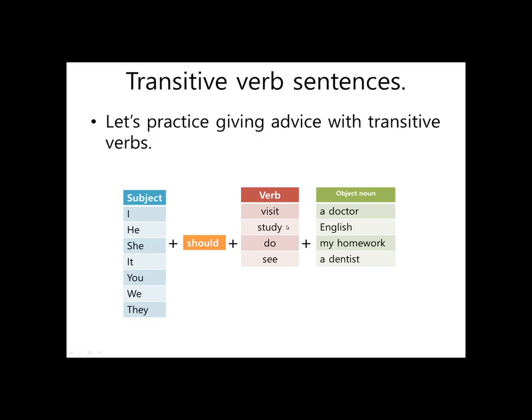So we have visit, study, do, see. And that's acting on our object noun. So we have a doctor, English, my homework, a dentist. These are things. So an example, I should visit a doctor. He should study English. She should do my homework. It should see a dentist. So put our subject, our suggestion word, your action word here, and your object noun. And this is a transitive verb.